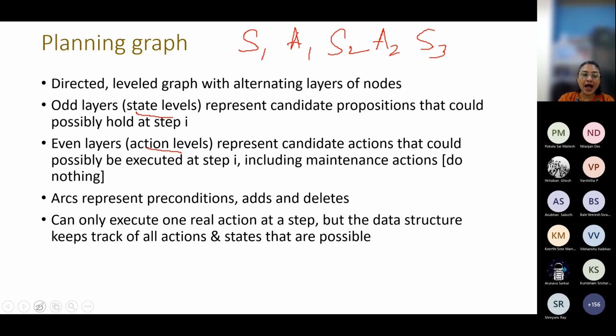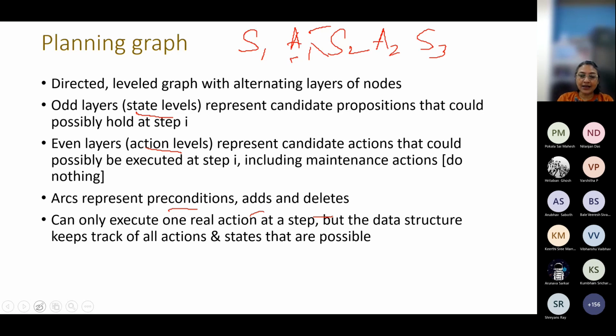And then there are arcs. Arcs go from one layer to the next layer, and the arcs represent the preconditions, adds and deletes corresponding to certain actions. So in level S1, there are different propositions. In level A1, there are certain actions which are applicable, given a subset of those propositions. And there are arcs which show the preconditions of those actions, and the effects of the actions are the adds and deletes.